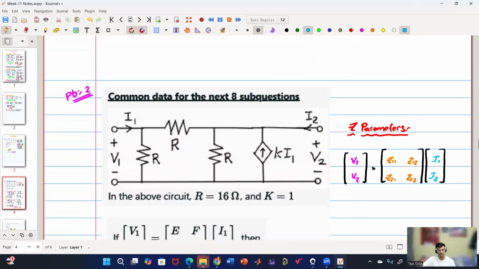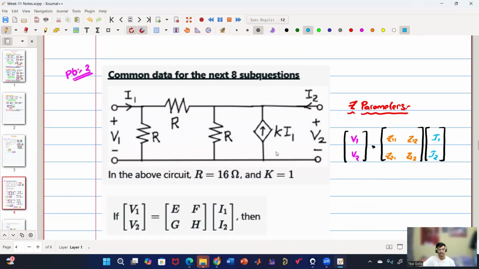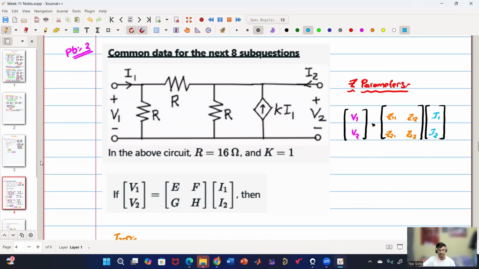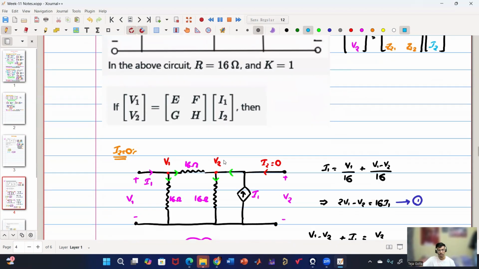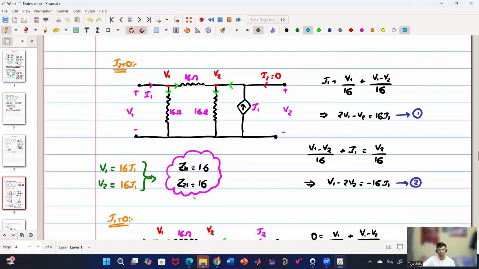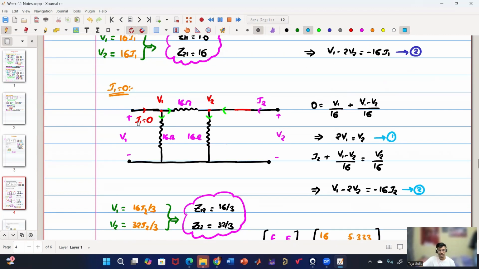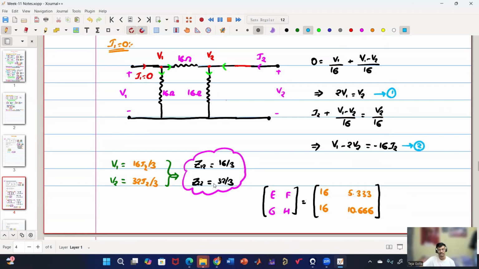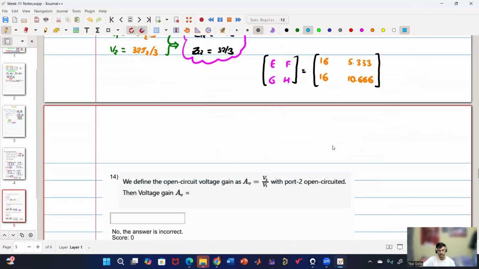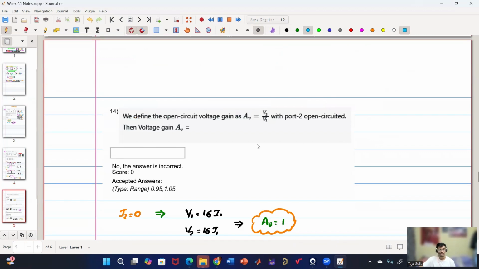In the second problem, which is one of the good problems that we have solved today, there is a wide range of sub questions. Here they have V1, I1, V2, I2 as input and output ports, and they first asked for the Z parameters. So we considered I2 equals 0 and solved for Z11 and Z21. Then we considered I1 equals 0 and solved for Z12 as well as Z22.